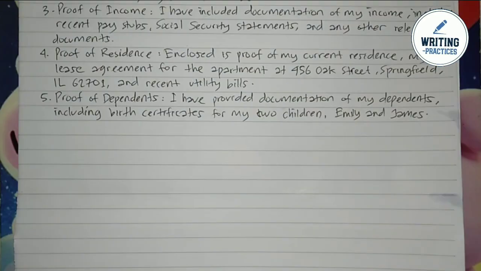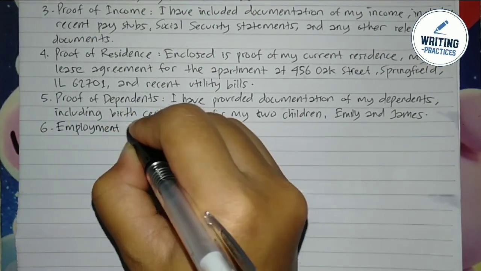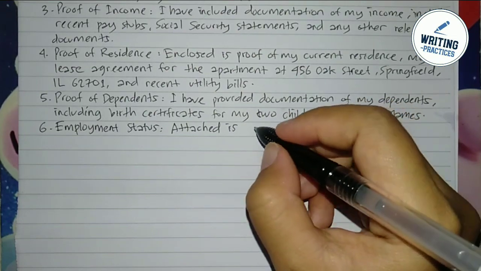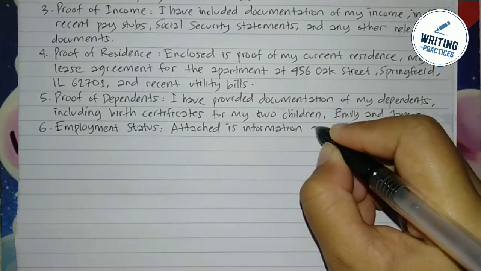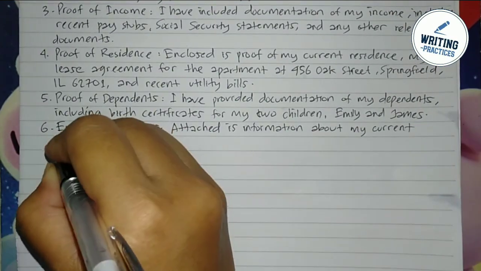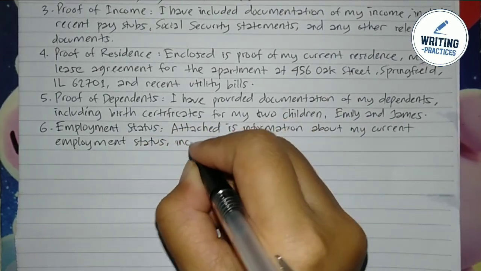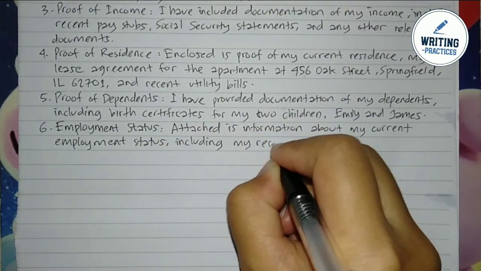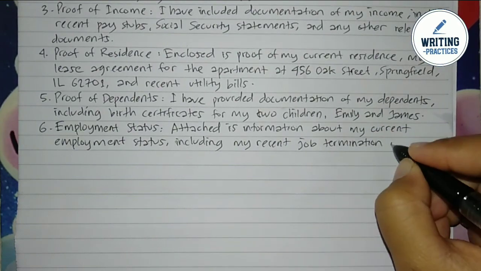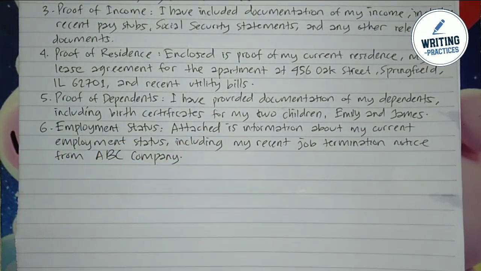For the last document, it is about your employment status. It is a must that you include information about your current employment status. They can be such as your recent job termination notice from your company. And if it is because you have disability, you can ask for health status from doctors or health center and so on. It all depends on the reason why you are applying for the TANF. 6. Employment status. Attached is information about my current employment status, including my recent job termination notice from ABC Company.